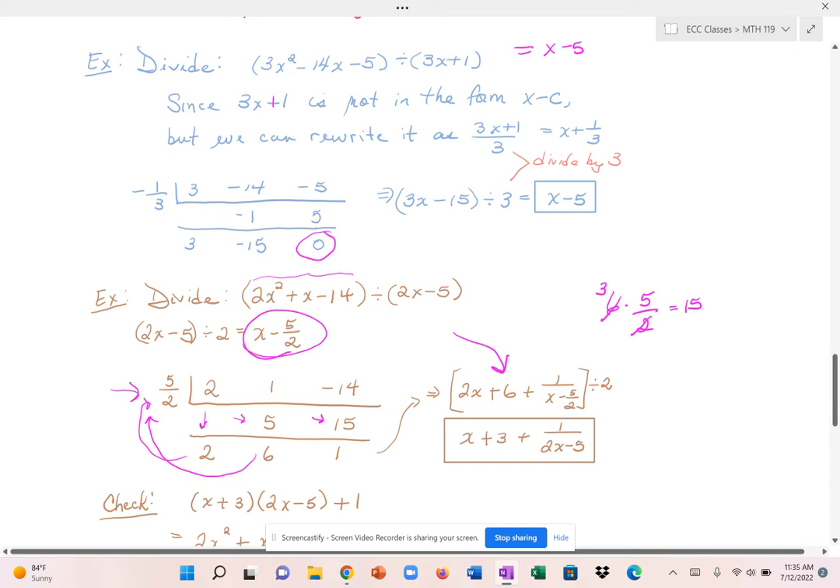But I still need to divide that by 2. Just like here, I divided by 3, I have to still divide this whole thing by 2. Dividing by 2 is the same as multiplying by a half. So when I divide by 2 or distribute the 1/2, I will get x plus 3. And here, when I multiply this whole thing by a half, you'll get 2x minus 5. The 5 halves and the 2 will cancel with the 2.